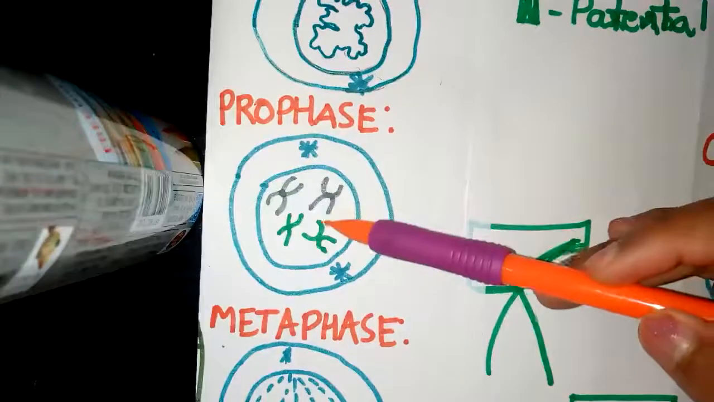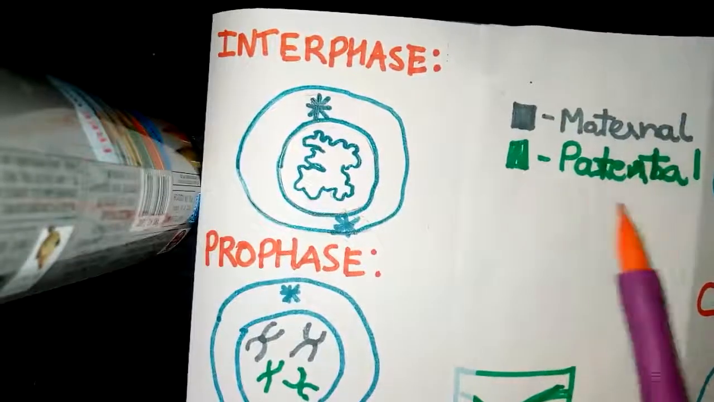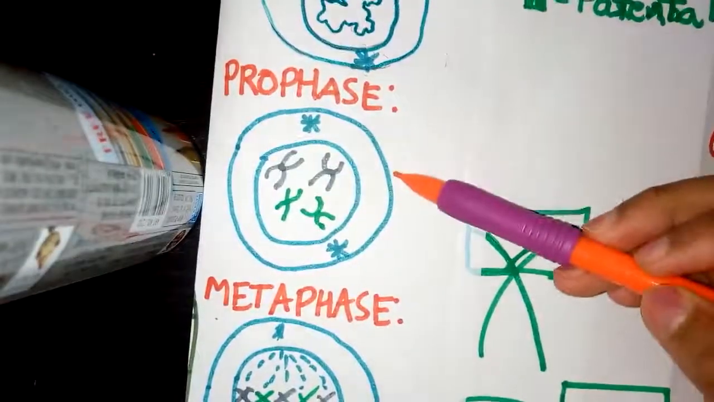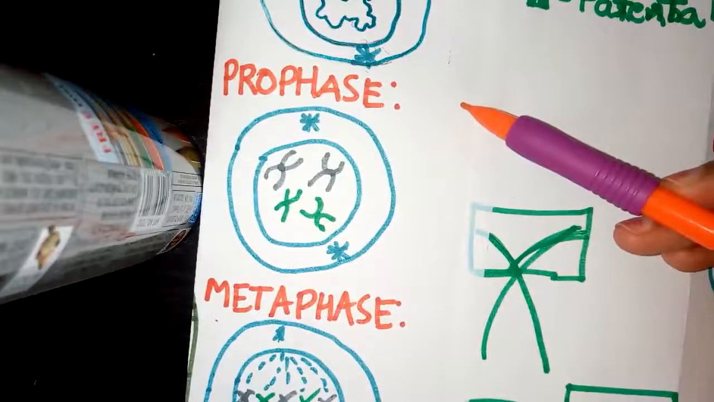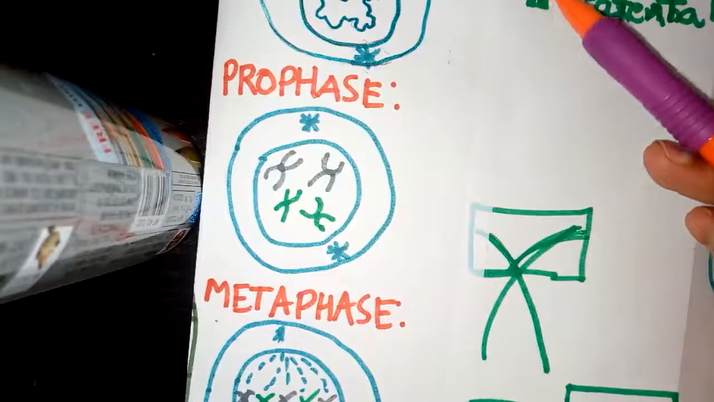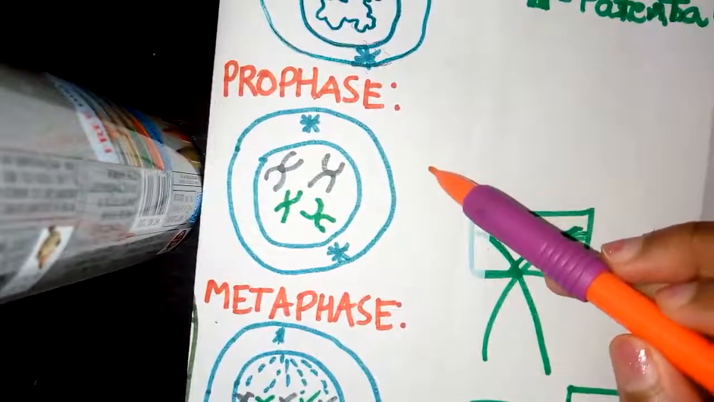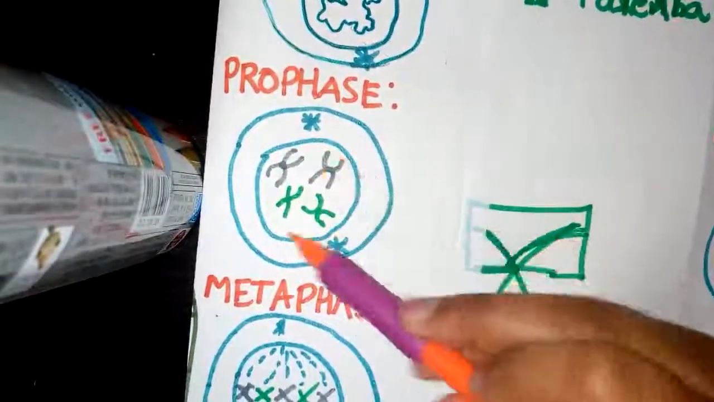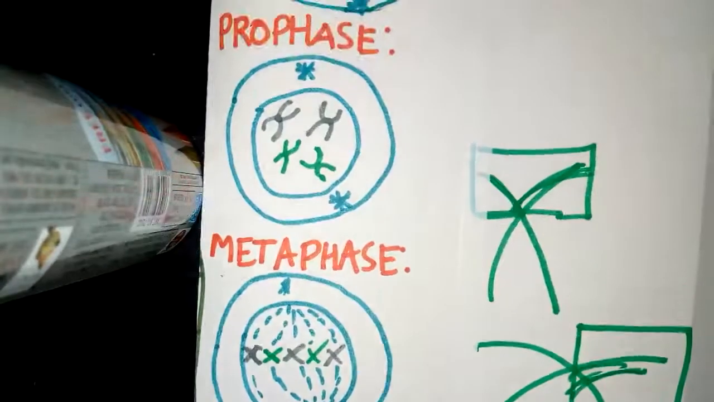Now let's go to prophase. So the key is maternal, paternal, gray and green. In prophase, the chromosomes are thickening up. They're getting more visible, getting ready for mitosis. Mitosis has started already, but it's just getting ready. The nucleus is still there. As you can see, the circle is still there. Nothing much to talk about in prophase.